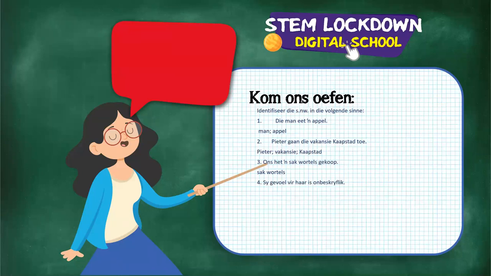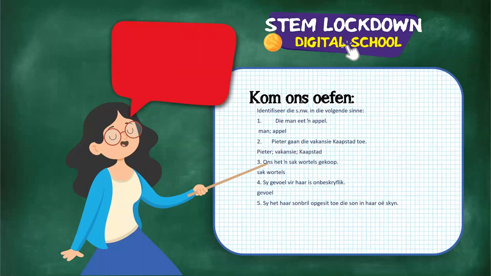Okay. Ons het 'n sak wortels gekoop, and it's sak and wortels. And then, of course, it is a common noun. The next one. Sy gevoel vir haar is onbeskryflik. His feelings for her is undescribable. I see only one. And what type of noun would that be? Let's see. I'm going to give you a hint. It's an abstract noun. Gevoel, it's an abstract noun. So gevoel, it's an emotion, and therefore it is an abstract noun.